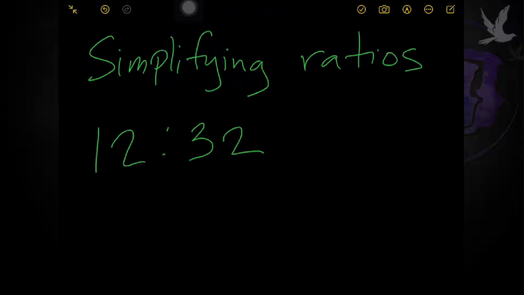Hello there, grade 5. This video will show you how to simplify ratios. Just to take note, simplifying ratios is basically the same as simplifying fractions, because this ratio can also be written as a fraction, 12 over 32.